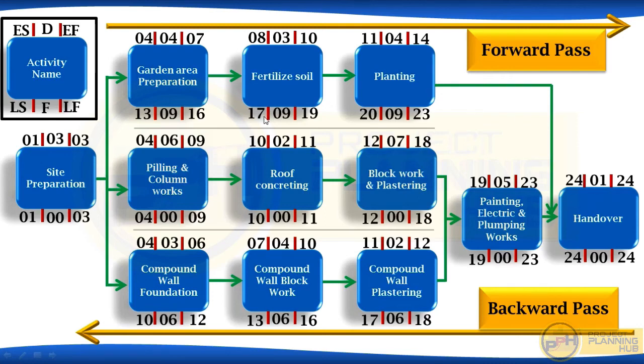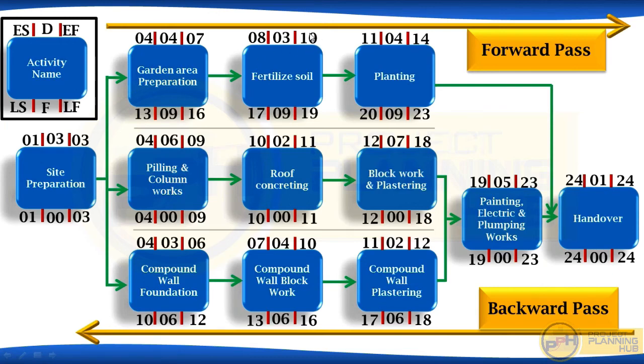But after 17, say 18, then this one 20, then planting starts on 21 and planting finishes on 24, which will change handover to 25. So our project is delayed. I hope you got the point. This is the difference between early start and late start. The same logic works on early finish and late finish also.